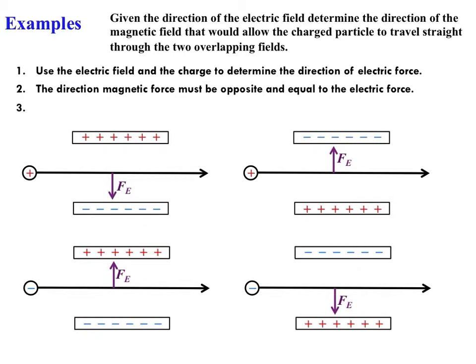Now, in order for my object to move straight through this electric field, I have to have a magnetic force, which we're going to label in red, a magnetic force that's opposite but equal to this electric force. So go ahead and label that for all four pictures. Now I have my magnetic force for all four pictures, again equal and opposite to my electric force.